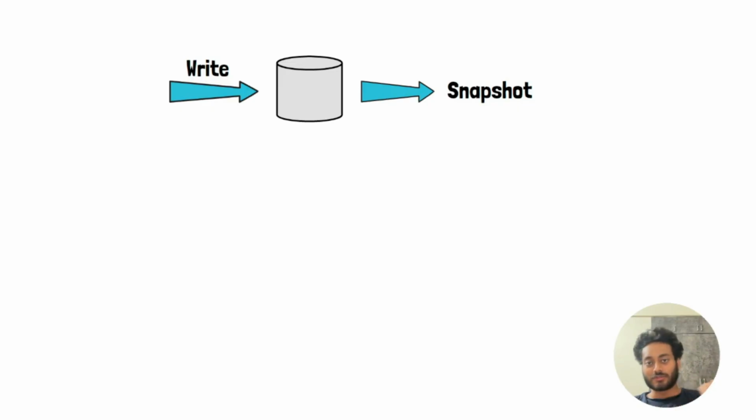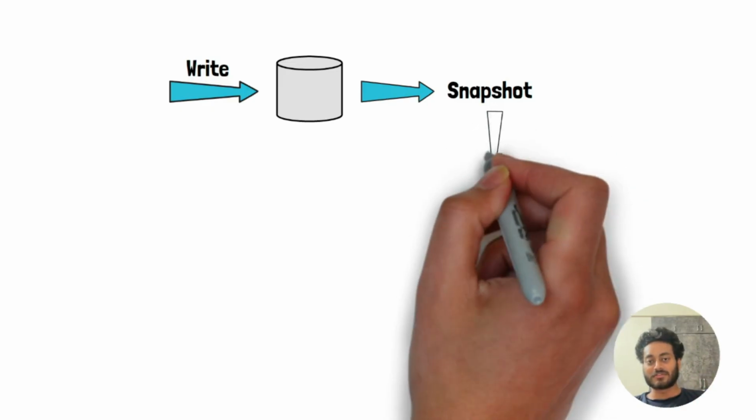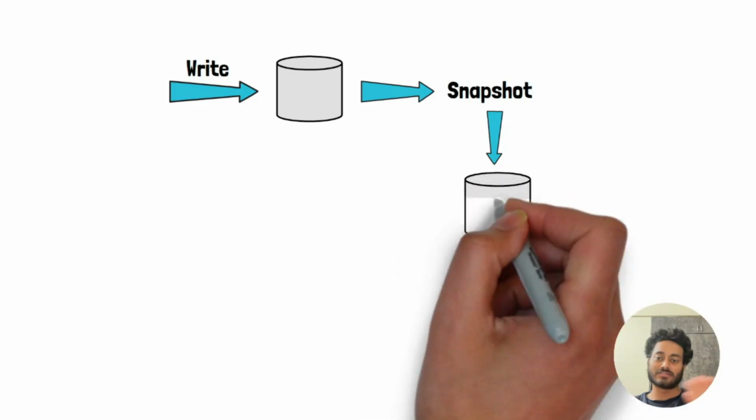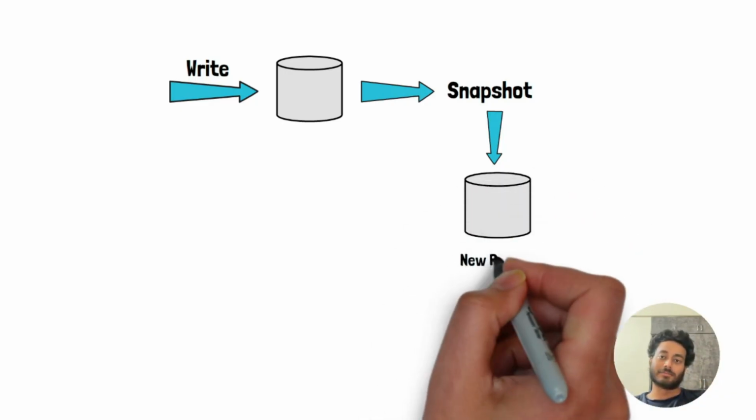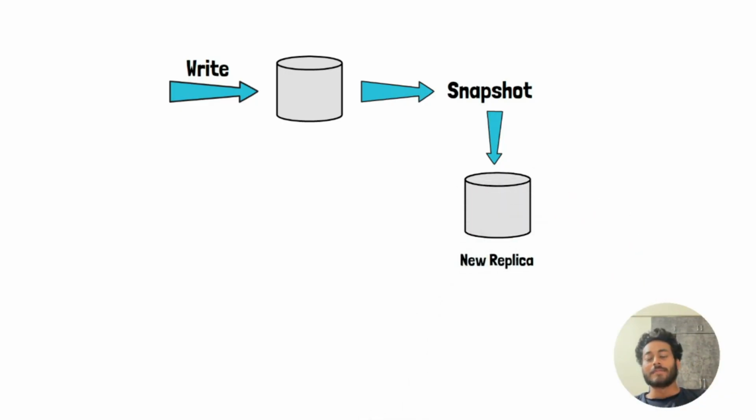So what you first do is take a snapshot of your current master node, and that snapshot is copied to the new read replica which you are going to add to the cluster. After the snapshot is stored on the new read replica, the new read replica connects to the master node and asks for all the writes which have come after the snapshot was taken.